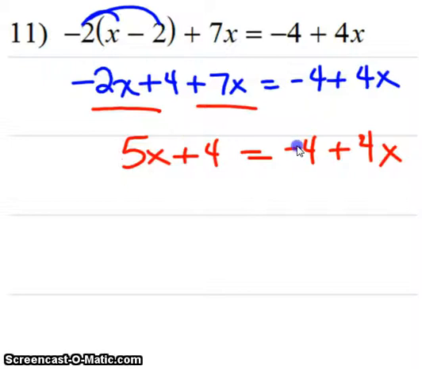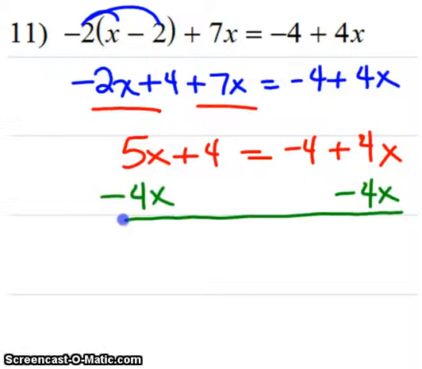Okay, we have variables on each side. So our next step, we are going to get the variables to the same side. I have a 5x over here and a 4x over here. I like moving the variables to the left side. So to get the 4x over the equal sign to the 5x, I need to subtract it. I'm going to do the opposite of adding 4x. Cancels. 5x minus 4x is 1x, or just x. Bring down the plus 4 equals negative 4.